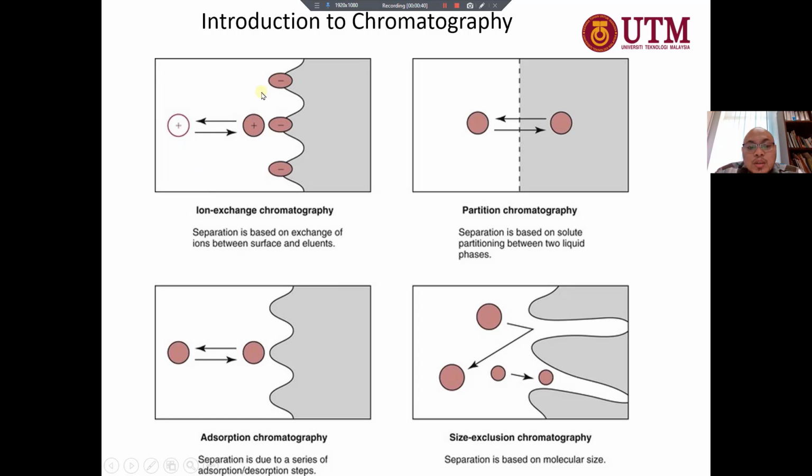In ion exchange chromatography, the separation is based on the ionic interaction between the surface and the eluents. Then we have adsorption, the interaction with the surface of the stationary phase. And the final one, size exclusion chromatography, where the separation is based on molecular size. The smaller the molecule, the longer it will be retained. The larger it is, the less it will be retained by the stationary phase.